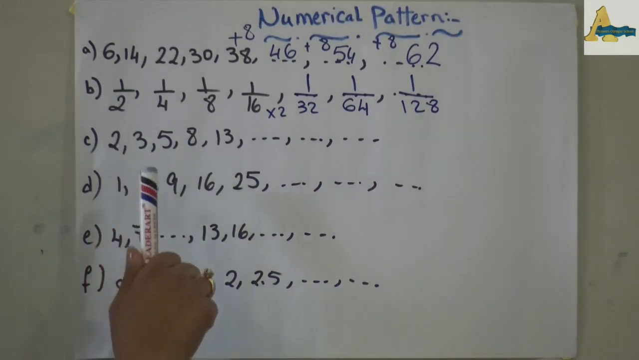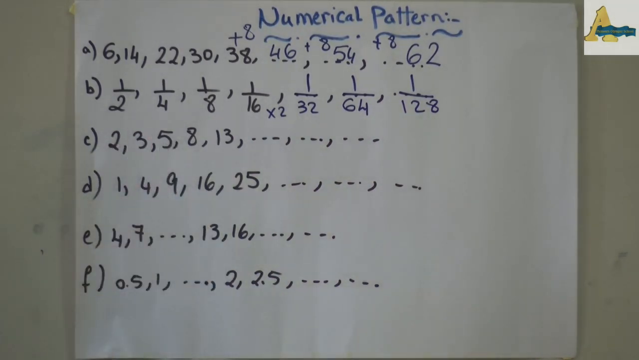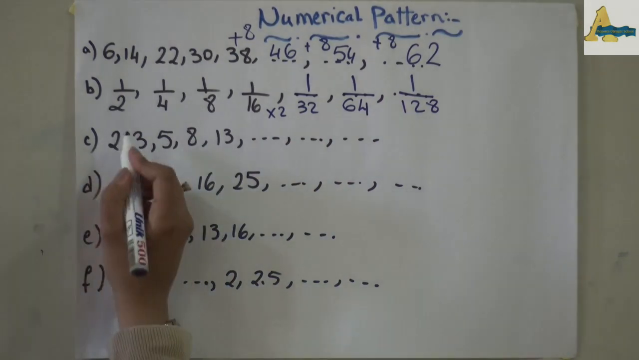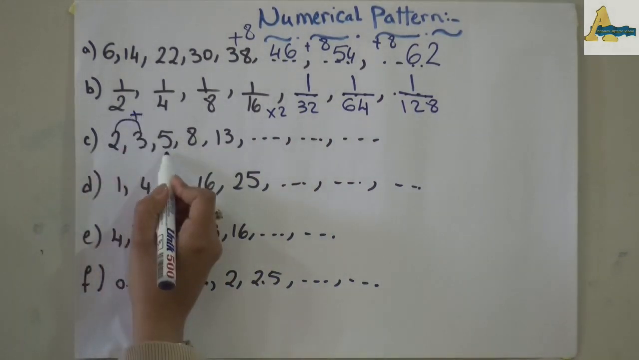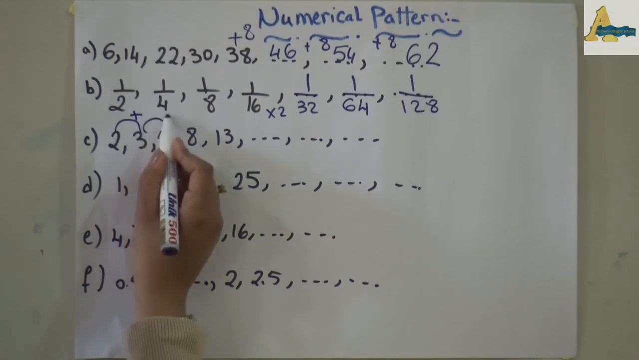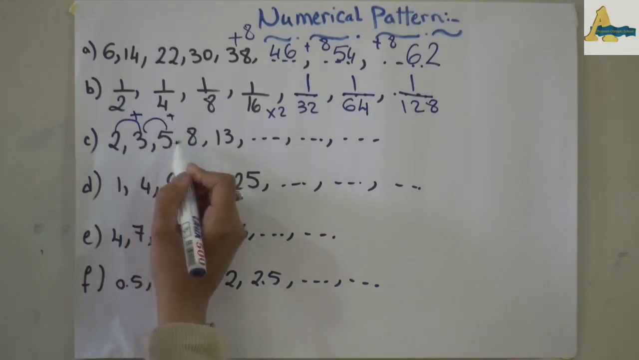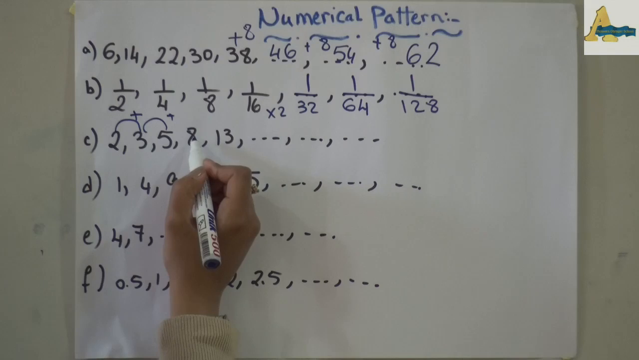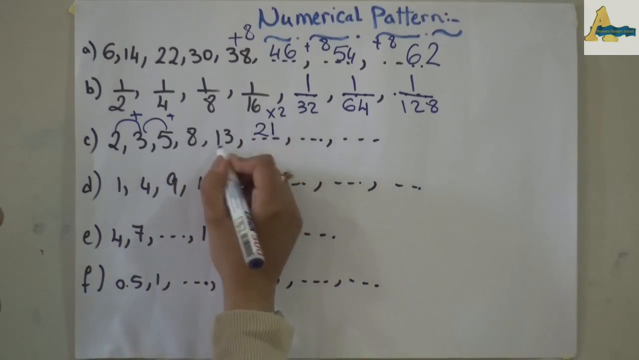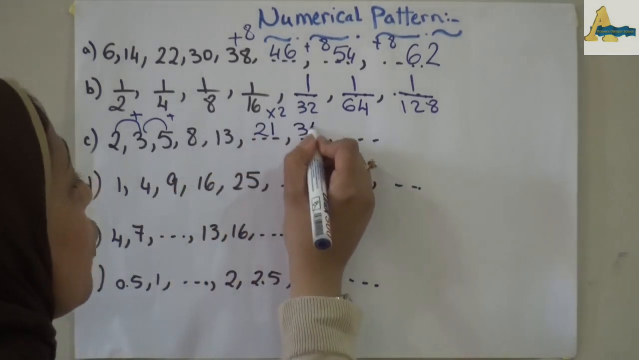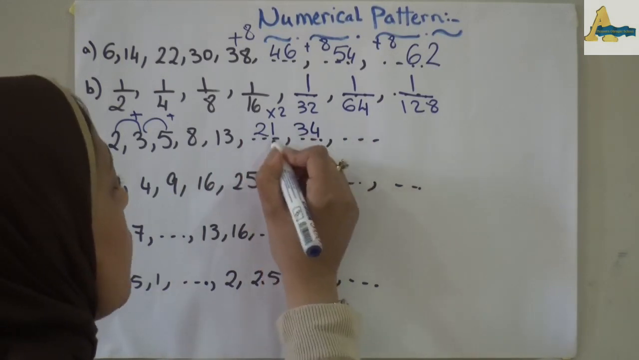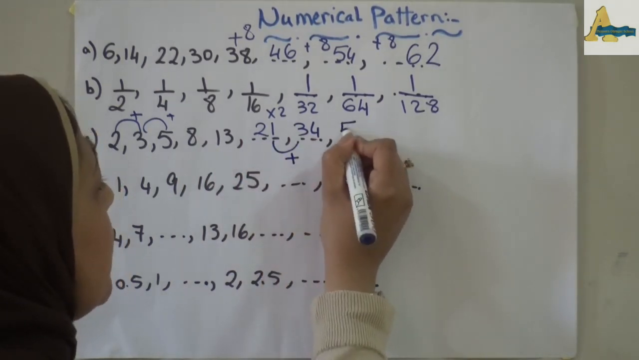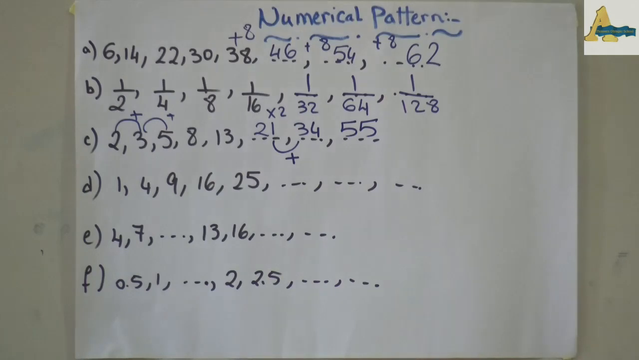Here, 2, 3, 5. The sequence here is, if I add 2 plus 3, the answer will be 5. 3 plus 5, the answer will be 8. 8 plus 5, 13. 13 plus 8, 21. 21 plus 13, 34. Plus 21, it will be 55.